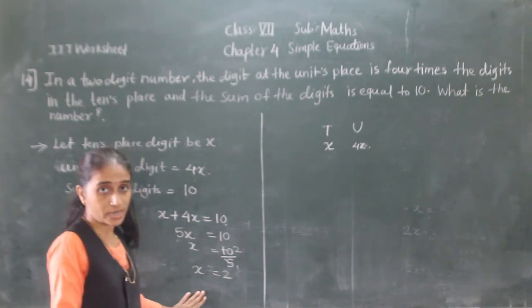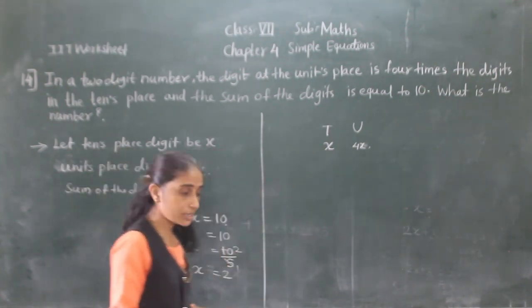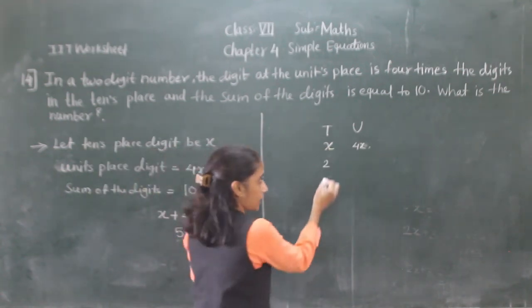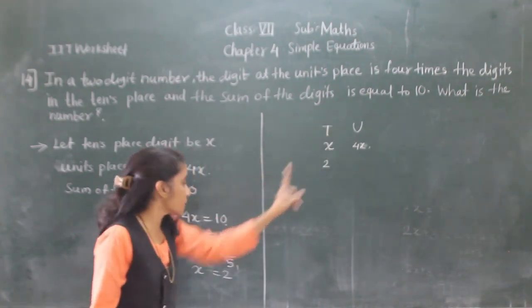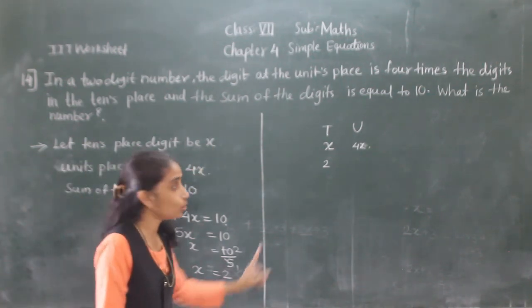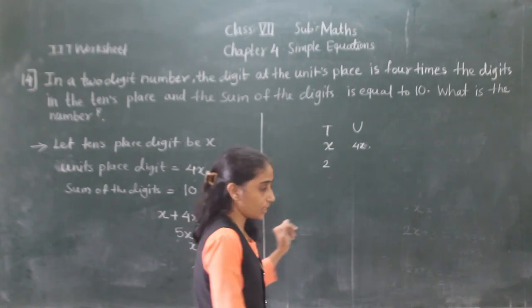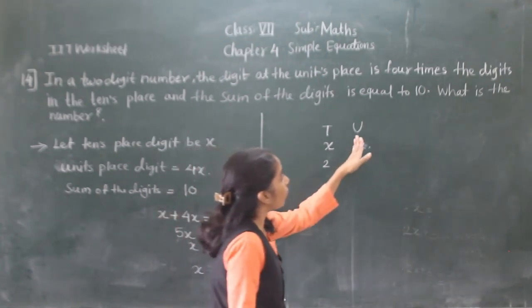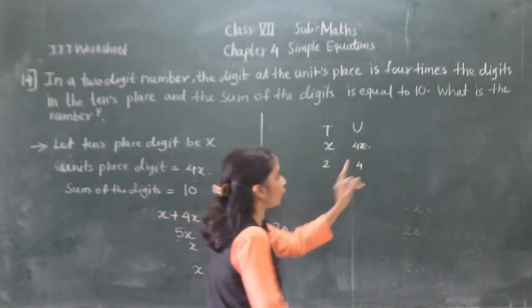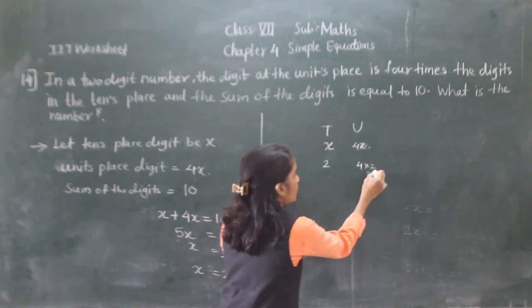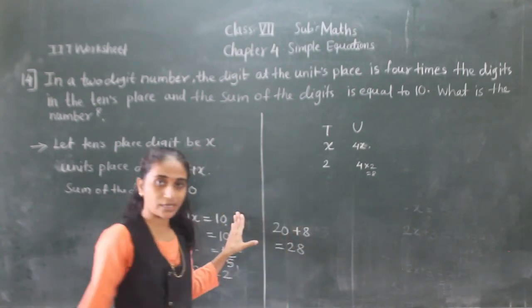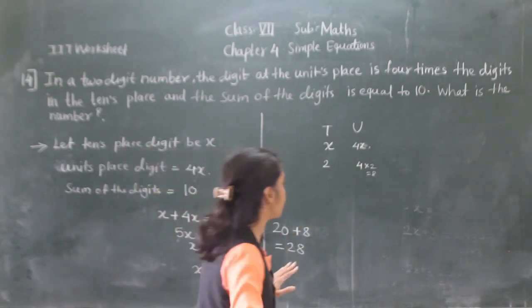Now I will explain the easiest way. What is the value of tens we got here? We got 2. Let the tens plus digit be x, x we got 2. 2 tens means 20. Now the units place, how much is it? 4 into 2 is 8, so the units number is 8. So that number is 28.